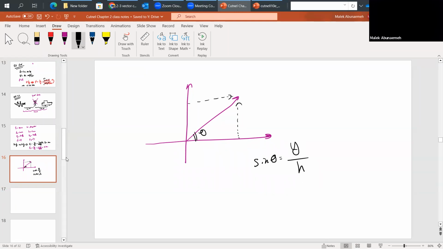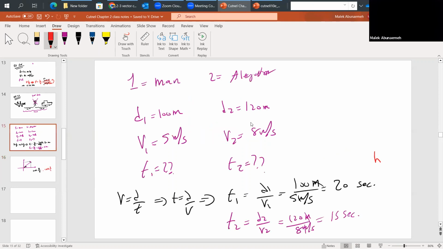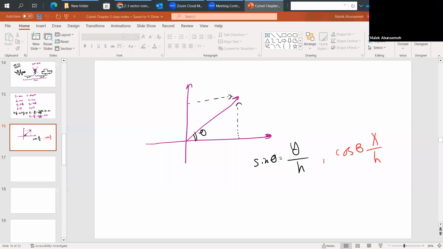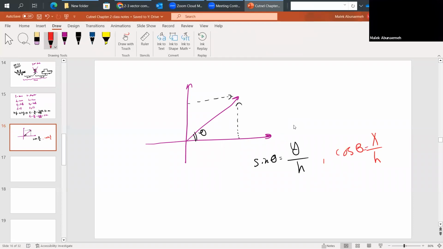Your cosine theta is going to be your x over h, your hypotenuse. So your cosine is your x over hypotenuse. If this is your v vector, then this is going to be your v of y, and this one over here is going to be your v of x.